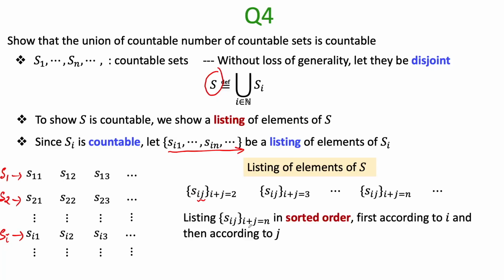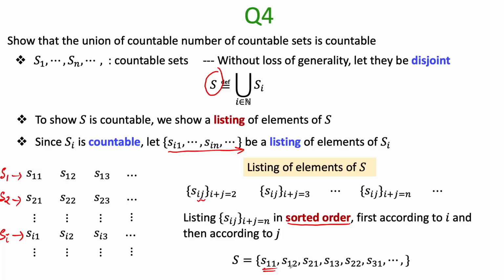Now, when I am listing all the elements whose summation of indices is n, you can have several elements of that form. So, within that collection, I will follow a sorted order. That means I will first write according to the index i and then according to the index j. To demonstrate, if I focus on all pairs of indices ij whose summation is 2, then I have only one entry, namely S of 1 comma 1.